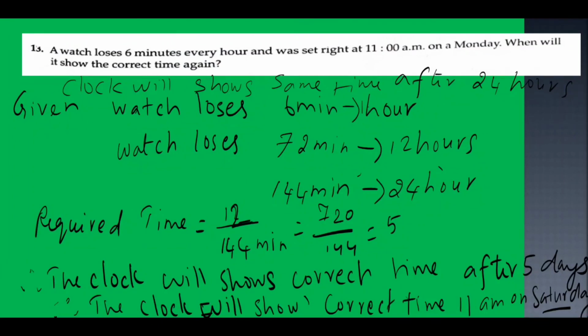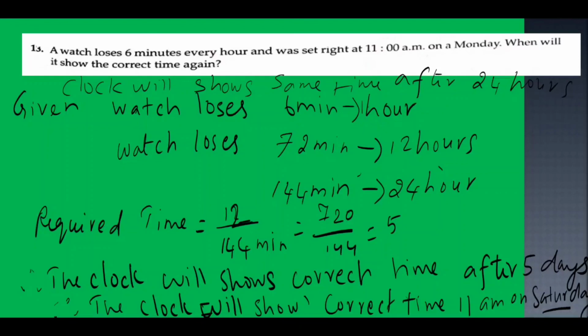A watch loses 6 minutes in every hour and was set right at 11 a.m. on Monday. When will it show the correct time? The clock will show the same time after 24 hours. This is the point to be noted. The clock will show same time after 24 hours.